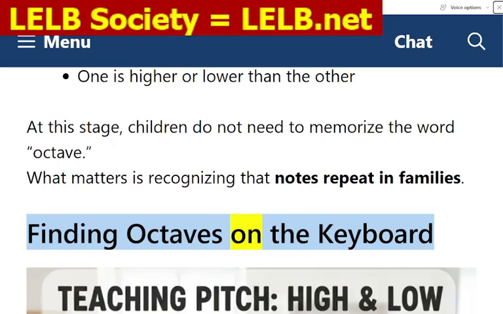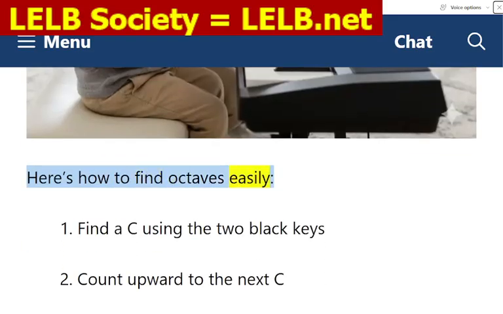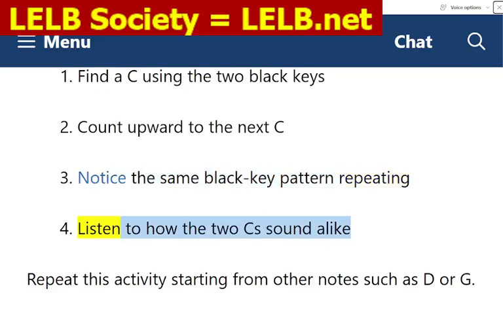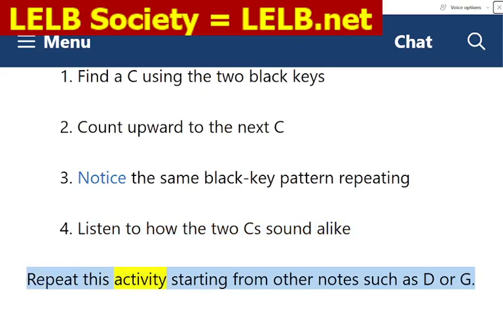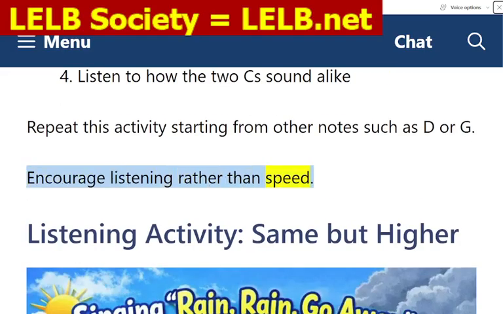Finding octaves on the keyboard. Here's how to find octaves easily. Find a C using the 2 black keys. Count upward to the next C. Notice the same black key pattern repeating. Listen to how the 2 Cs sound alike. Repeat this activity starting from other notes such as D or G. Encourage listening rather than speed.